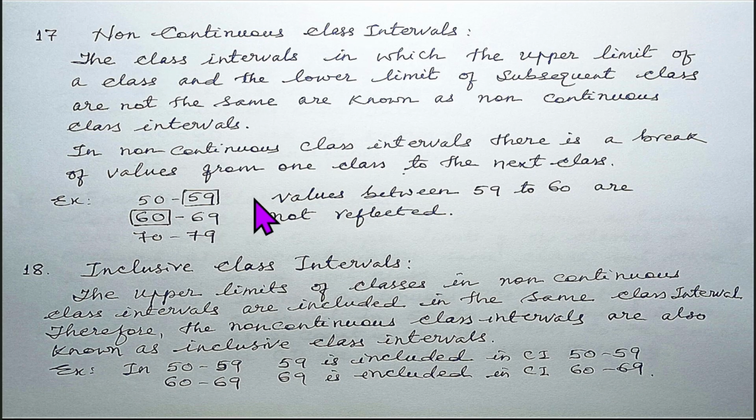And the non-continuous class intervals are also known as inclusive class intervals, because the upper limit of a class interval is included in the same class interval, and therefore they are called inclusive class intervals. If you observe here, 50 to 59, 60 to 69, 59 is included in the same class interval, 69 is included in the same class interval, and therefore they are the non-continuous class intervals, but also known as inclusive class intervals. Remember this. These are certain basics we have learnt, and very important basics for our application in statistics.